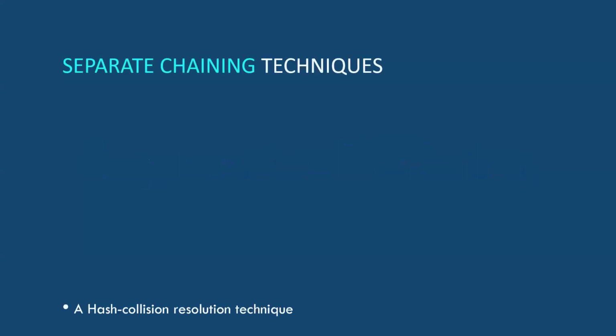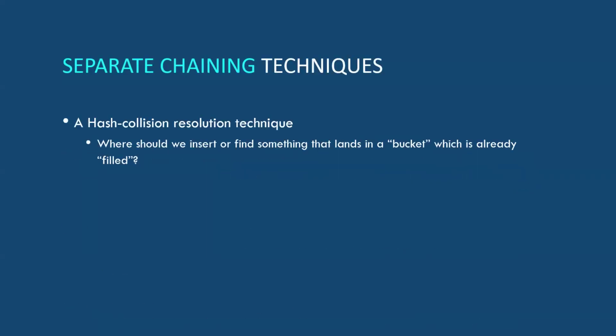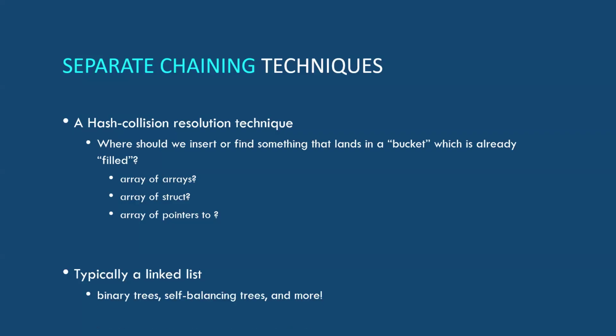So let's dive into separate chaining. We could find where something should be inserted, right? So once we know the bucket that it needs to go into, we have to decide what our data structure is going to be. We could do separate chaining, like a directly linked list, or we could have arrays of arrays, like literally a hash table inside of a bucket. We could have arrays of structures like we talked about, arrays of pointers to something, and that's essentially where we're actually going to go.